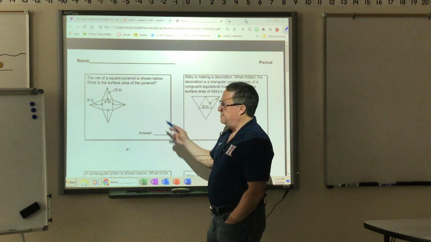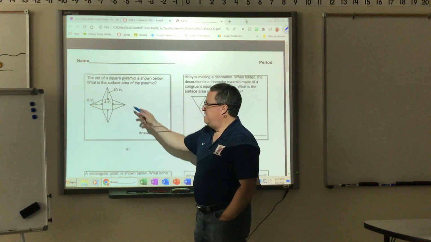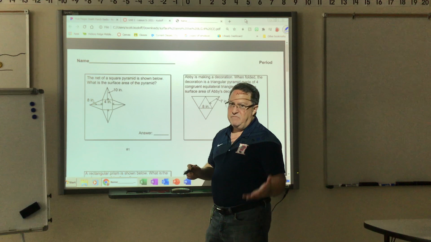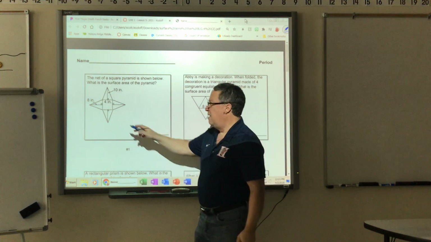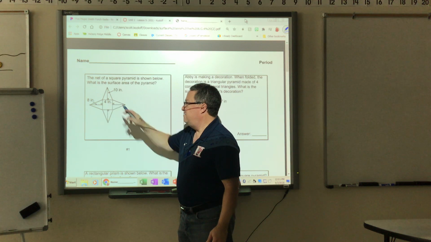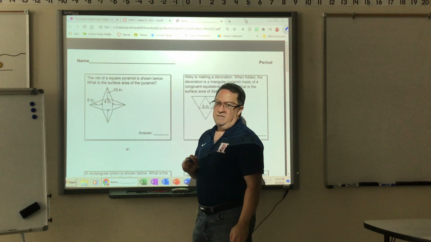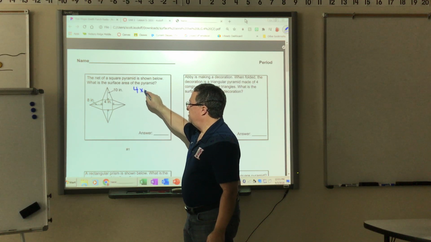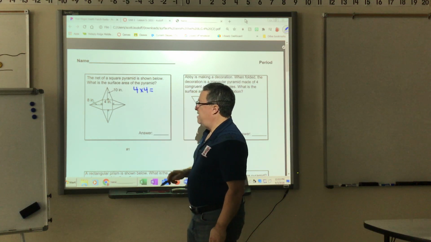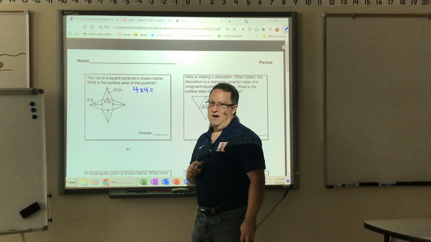And I apologize, if it was a real square pyramid, then all of the triangles would be the same. But let's pretend that this is a rectangular pyramid, so we don't have that problem. But the first thing you need to do is find out the area of the square. And that would be 4 times 4. Okay? That would give you the area of the square.